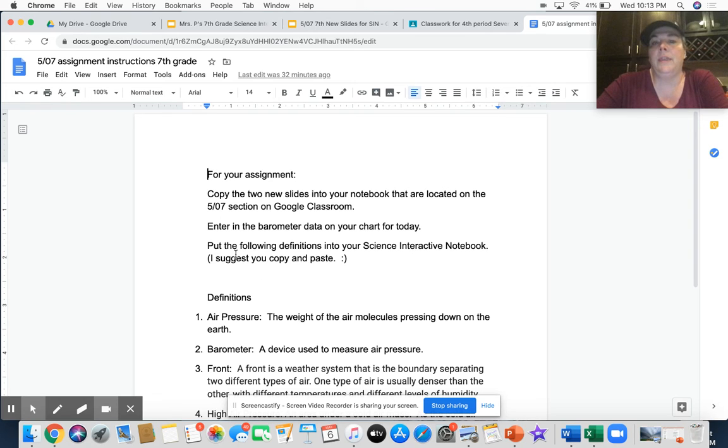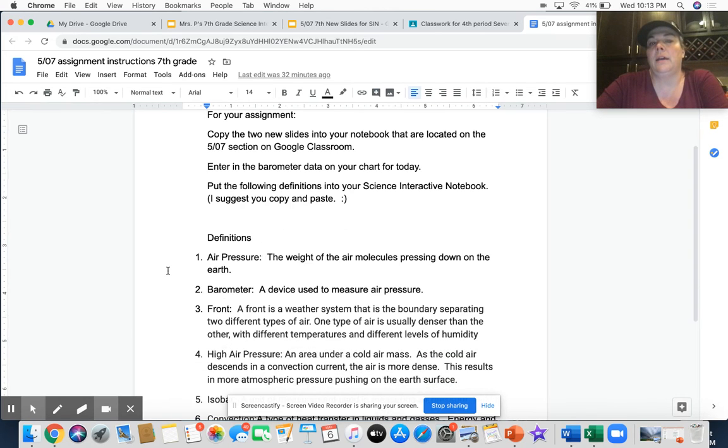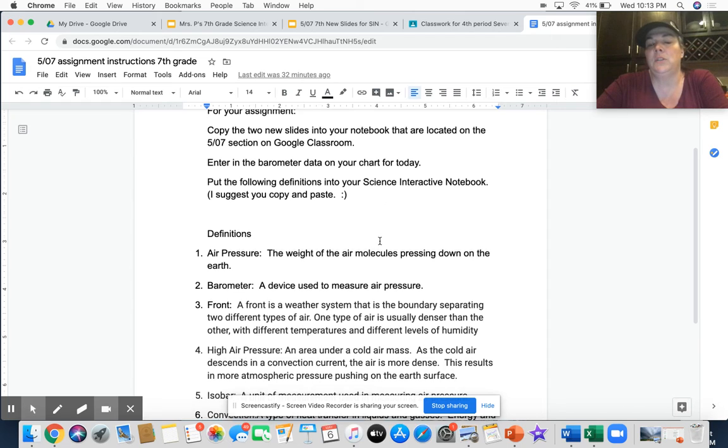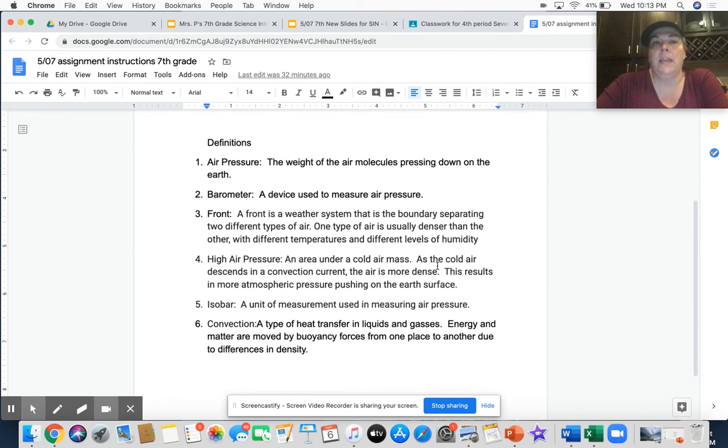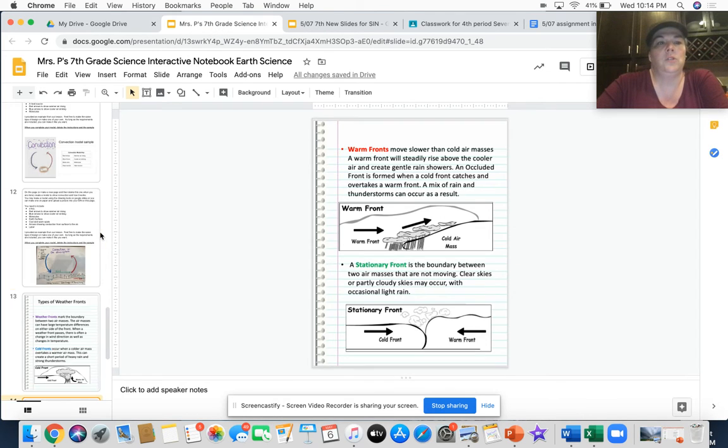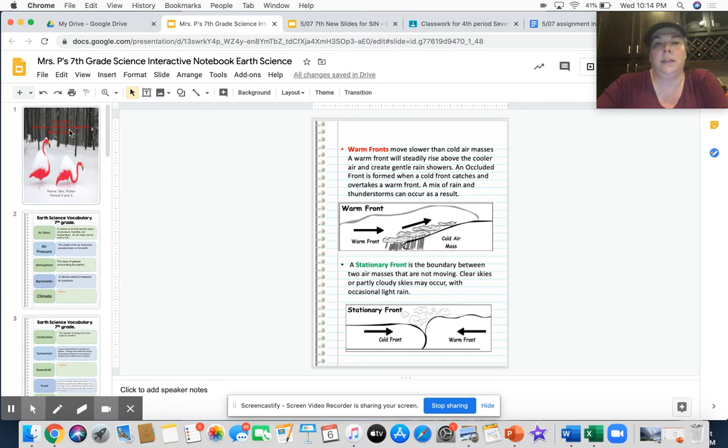Okay, and then you're going to be putting these definitions into your interactive notebook. Okay, there's a few that we need to catch up on. Now, your interactive notebook, when you are done, should look like mine. So I'm going to go through mine very quickly with you.